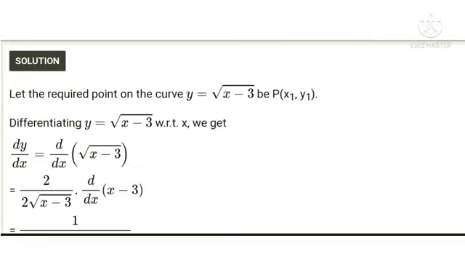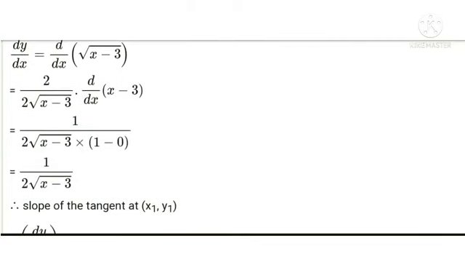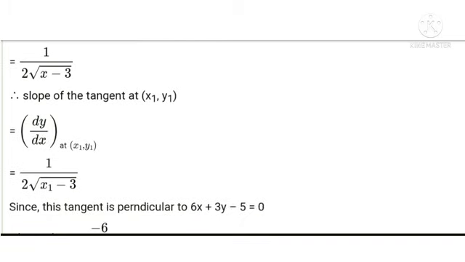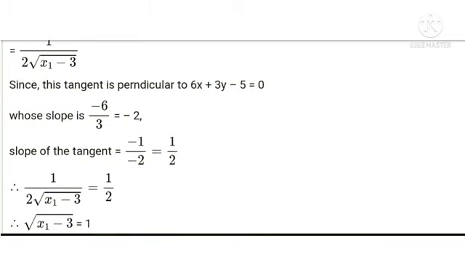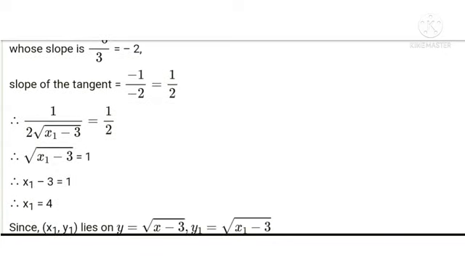I repeat once again. First you write the required curve. Then we have to find the point on the curve. We suppose that point as P(x1, y1). Then you differentiate this, you get dy by dx. Okay, dy by dx means the slope of the tangent. But you know what the slope of the tangent is? The tangent is perpendicular to this line. So you first find the slope of this line, minus 2. And the slope of the tangent you find is 1 upon 2. So these two are equal. You get the value of x1.